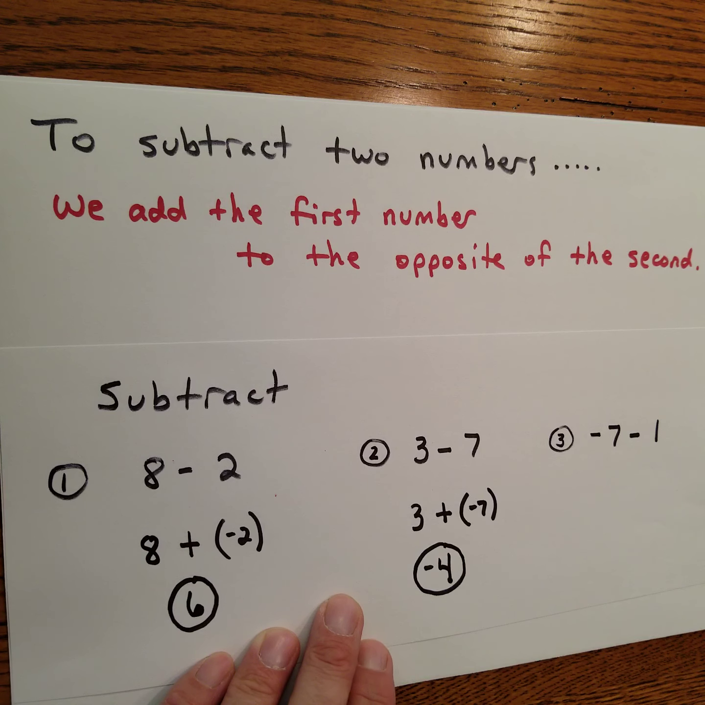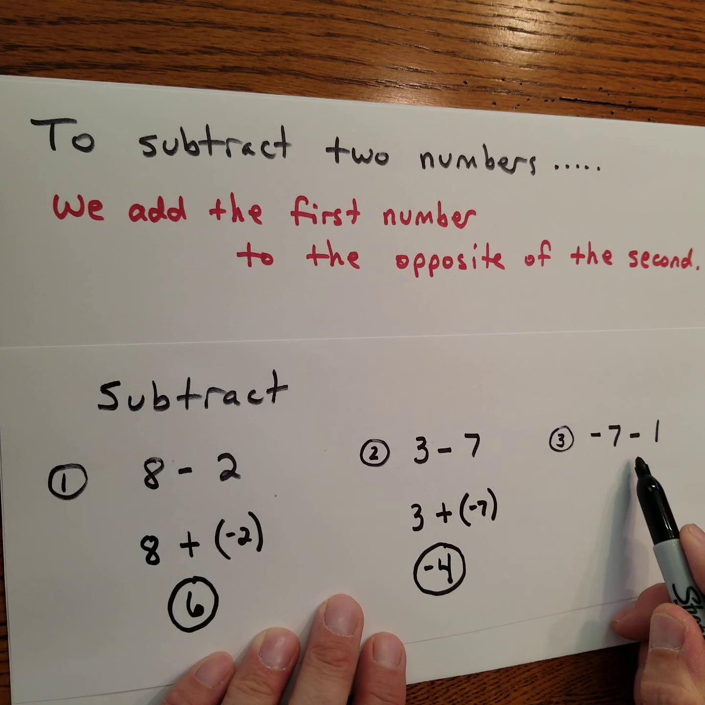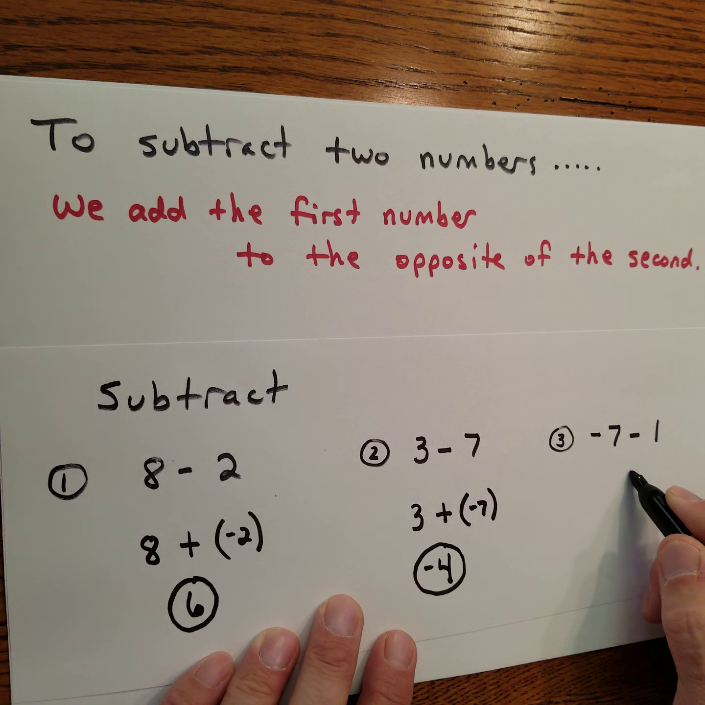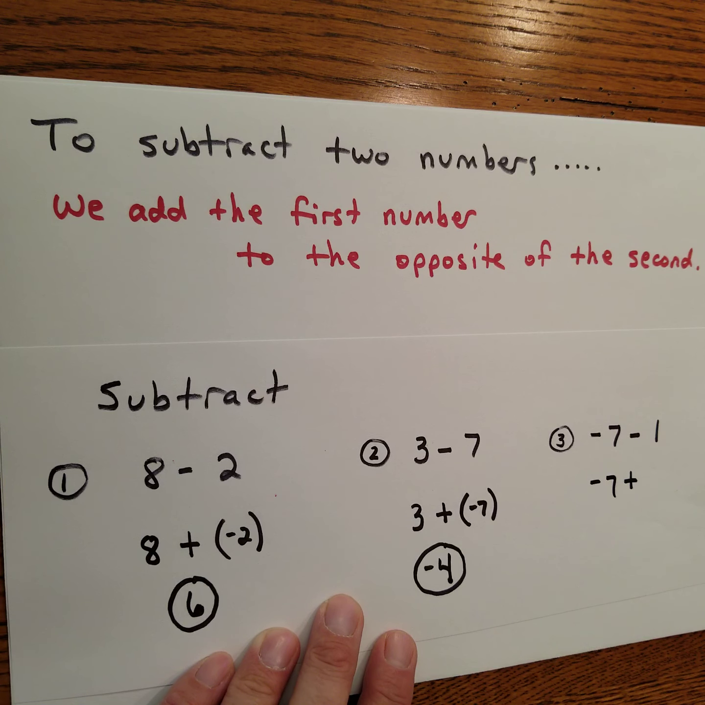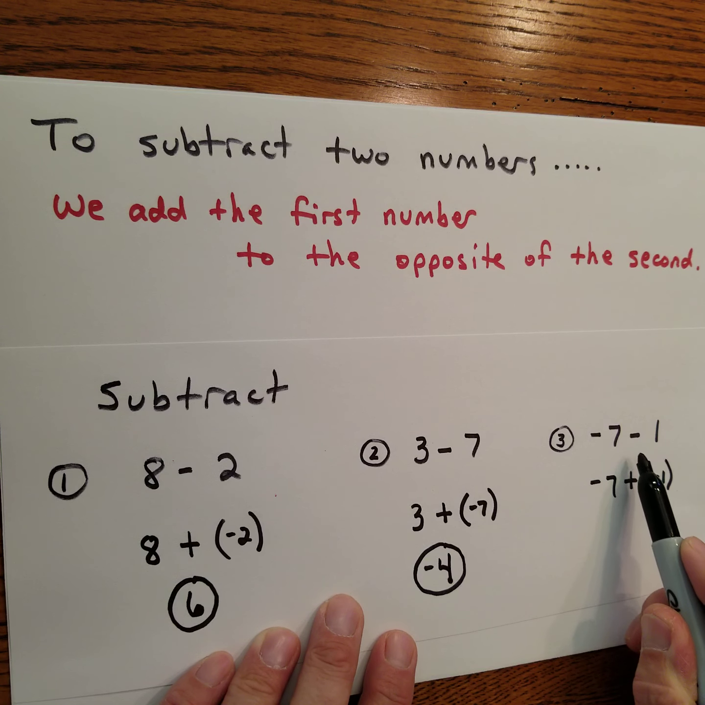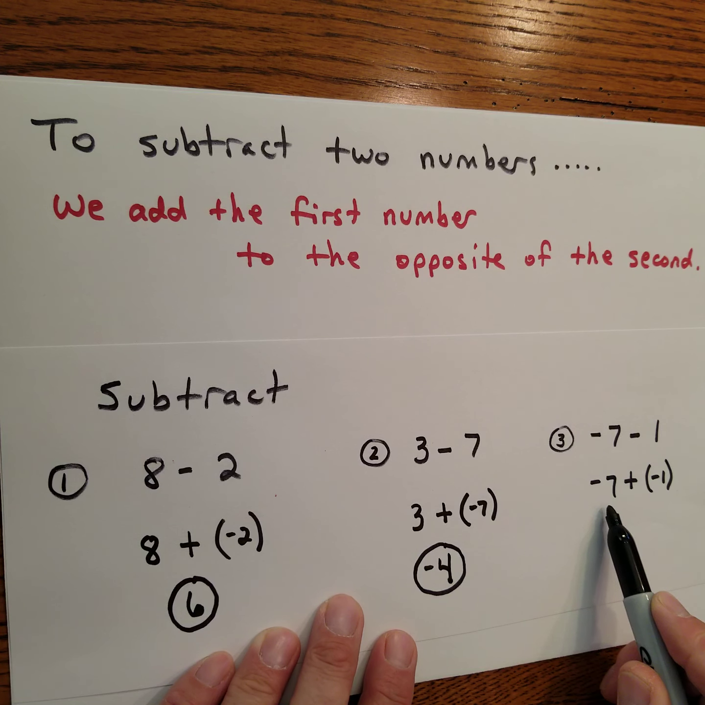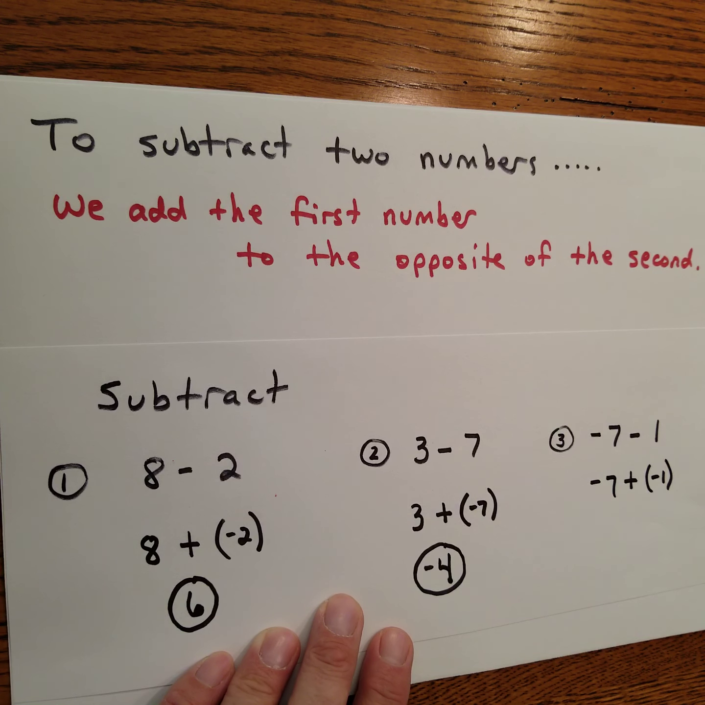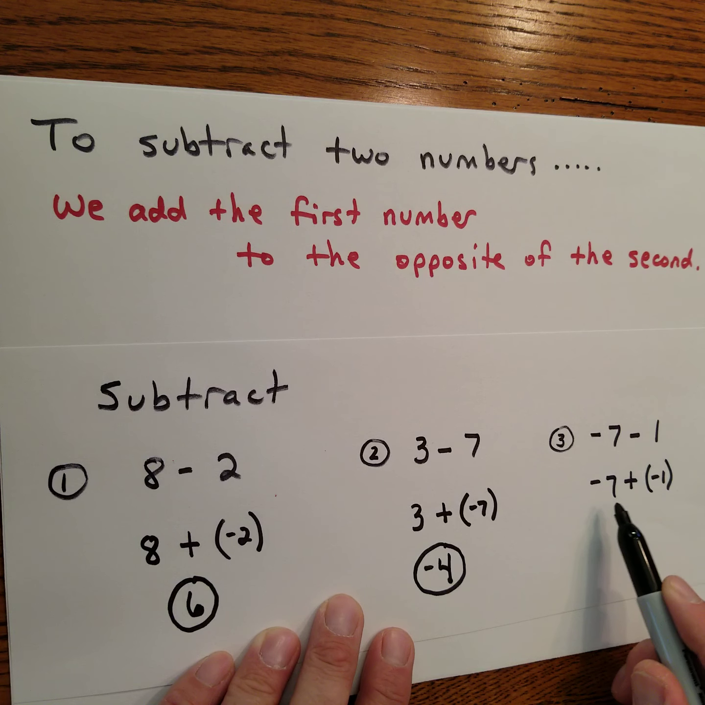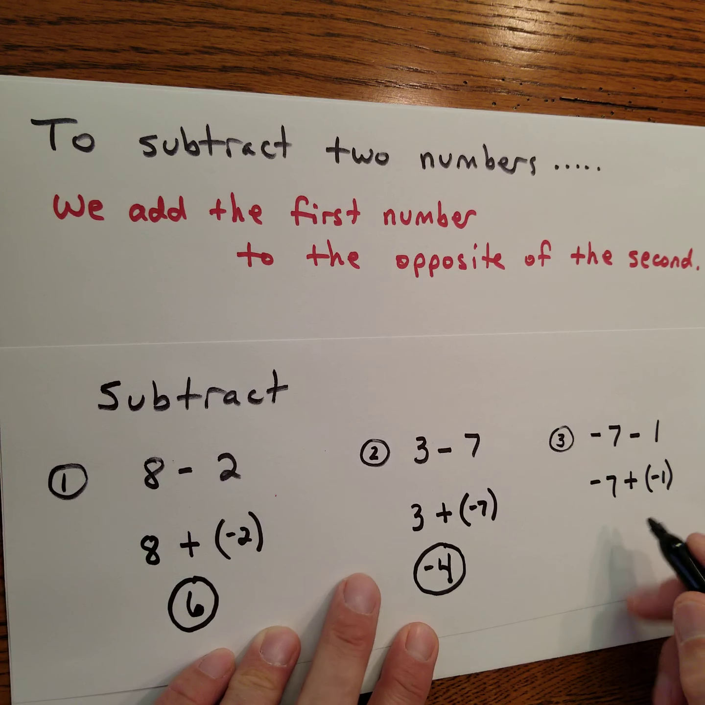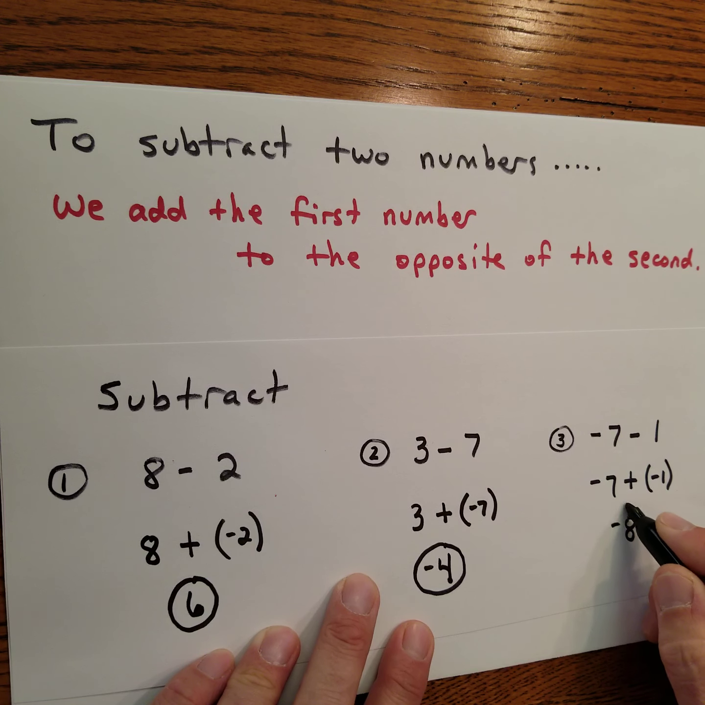Do you know in your head what negative 7 minus 1 is? Let's try it using this rule. When we subtract, we add the first number to the opposite of the second number. The opposite of 1 is negative 1. Negative 7 minus 1 becomes negative 7 plus the opposite of 1. Now we're adding, and the signs are the same. When the signs are the same, we add and keep the sign.